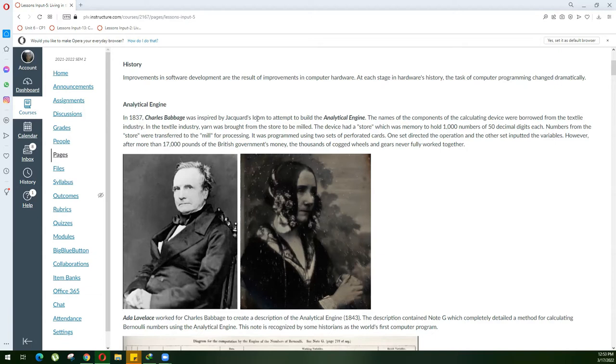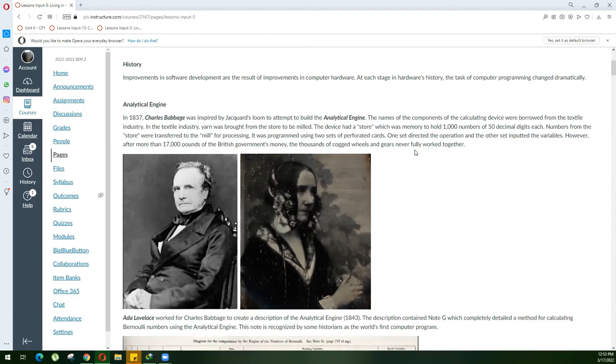which is used to weave textile, or weave cloth. So that is a loom. That is a manual means of interconnecting fabric together. Through that, Charles Babbage attempted to build the analytical engine. The names of the components of the calculating device were borrowed from the textile industry. In the textile industry, yarn was brought from the store to be milled. The device had a store, which was memory, to hold 1,000 numbers of 50 decimal digits each. Numbers from the store were transferred to the mill for processing.